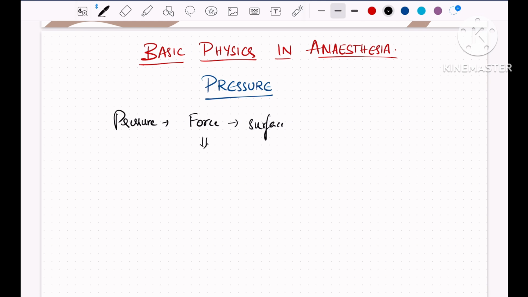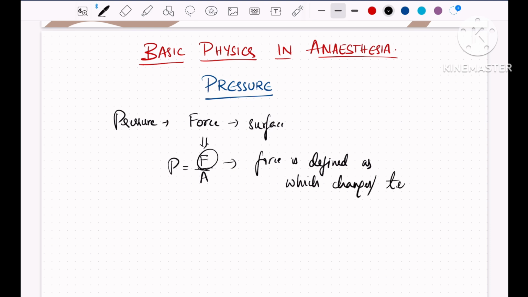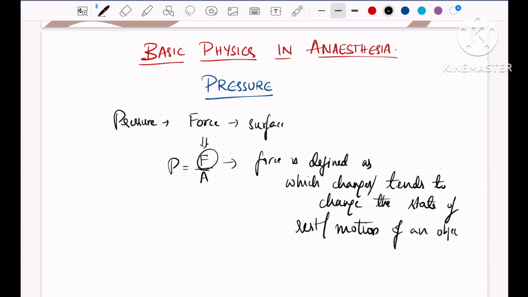So we express this as pressure is equal to force per unit area, and force is defined as that which changes or tends to change the state of rest or motion of an object, and the SI unit of force is newtons.